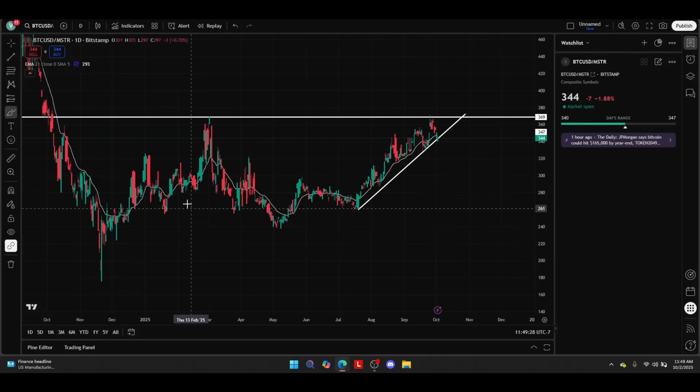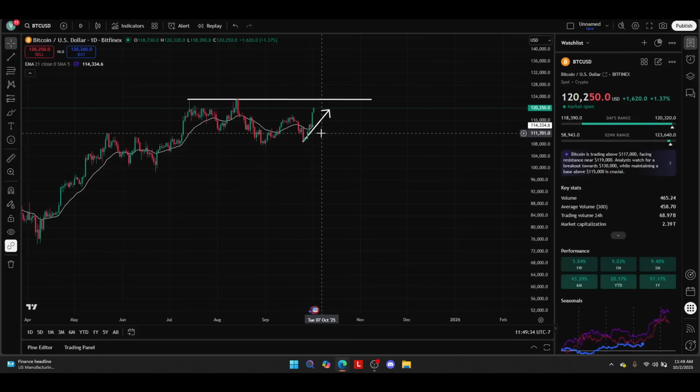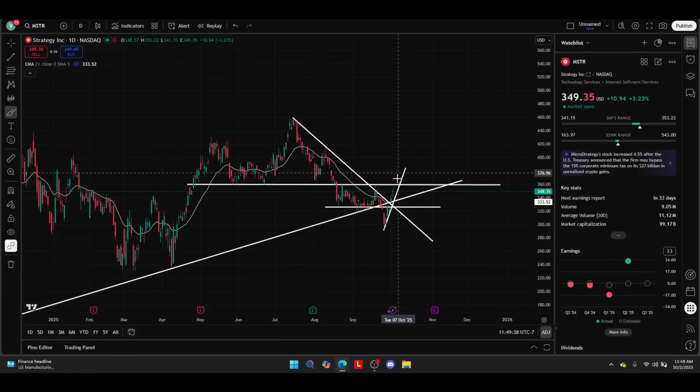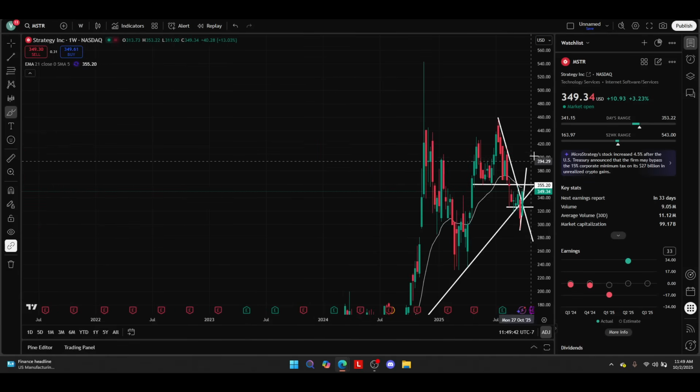So let's see what happens. As of right now, it looks like the charts are kind of leading to that: a decent move up higher, and Bitcoin will most likely rally as well. But it looks like MSTR could be outperforming Bitcoin. So looking pretty good, at least in the short term for now.